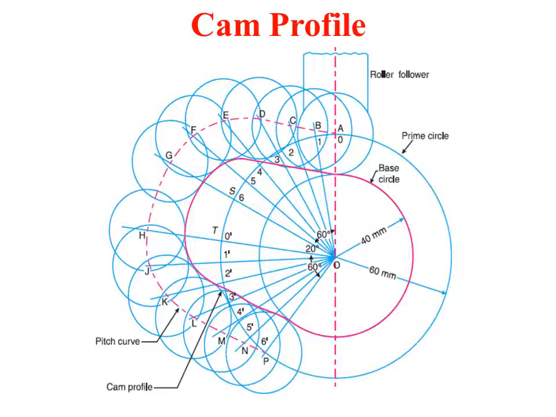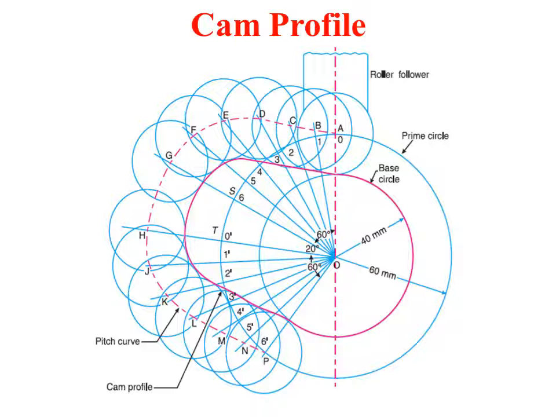Next, coming to the cam profile, they have clearly mentioned that it is inline. As I mentioned earlier, the type of follower is roller. So whenever a roller follower is there, we need to draw the prime circle, and the prime circle radius is equal to the sum of the radius of the base circle plus the radius of the roller.